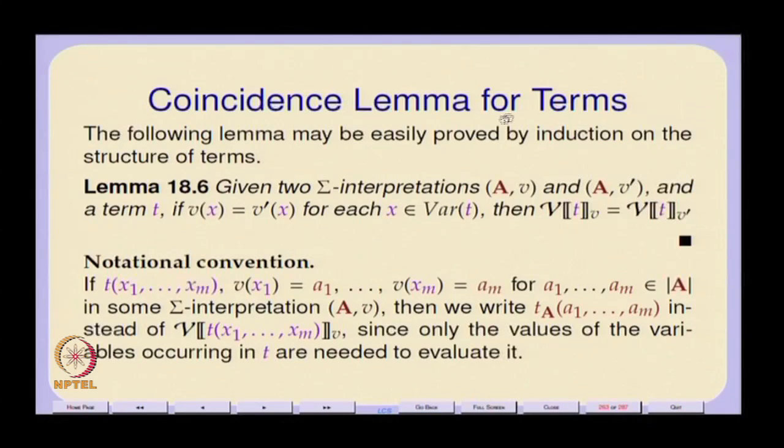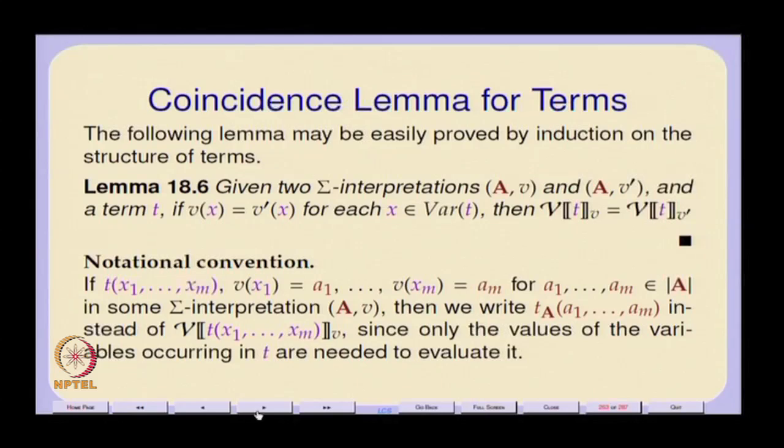Before we actually go into substitutions, we had this coincidence lemma for terms, right. Which essentially said that for any two valuations, if the variables in a term get the same value in both valuations, then the meaning of the term is the same in both valuations, right.